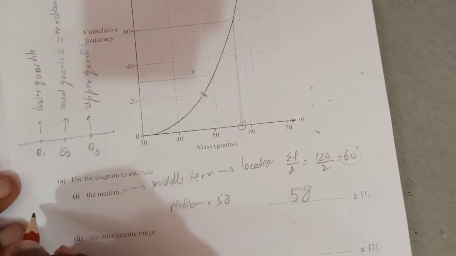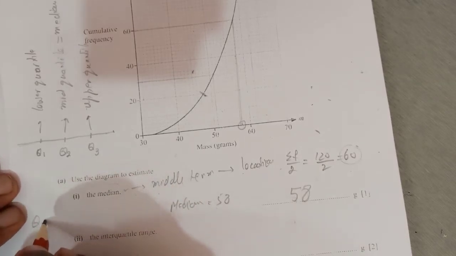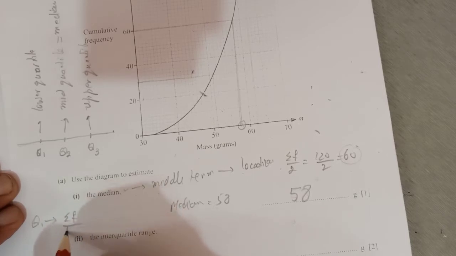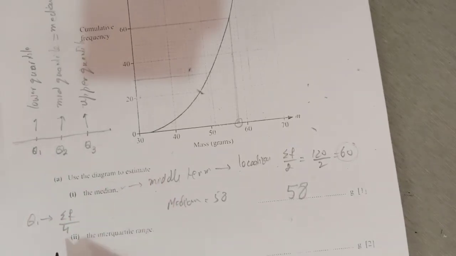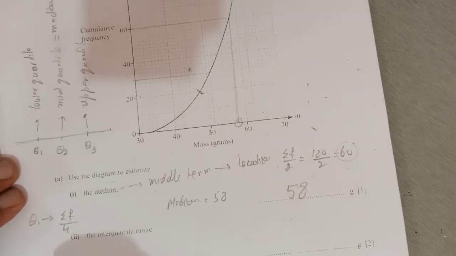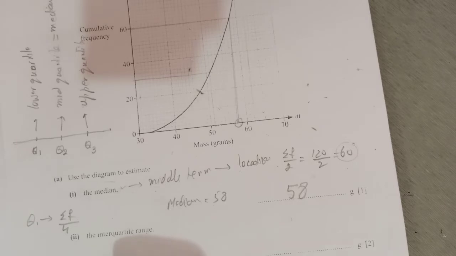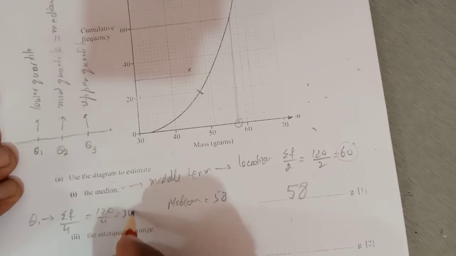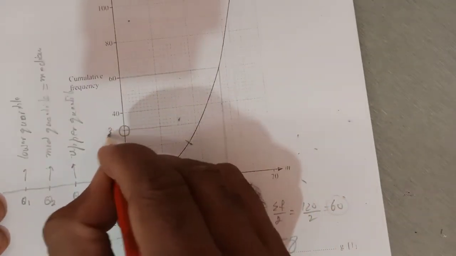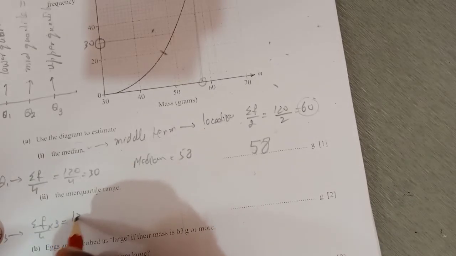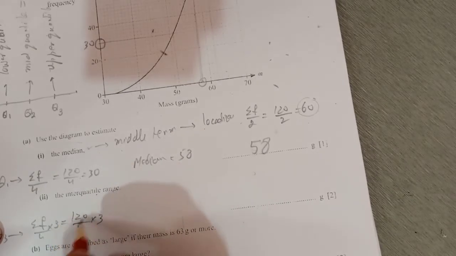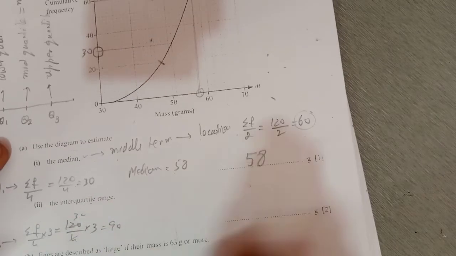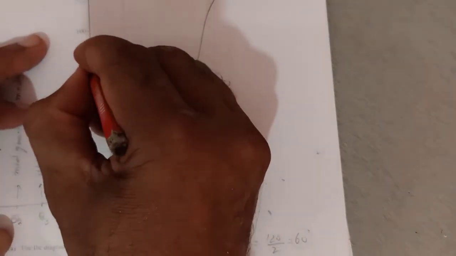Now, the location of Q1, where will we find Q1? I will find Q1 by using this relation, which is summation f over 4. And Q3 I will find by using this relation, summation f over 4 into 3. Now 120 over 4 gives you 30. I locate 30 over here. And 120 over 4 into 3, the answer is 90. I will locate 90 over here.